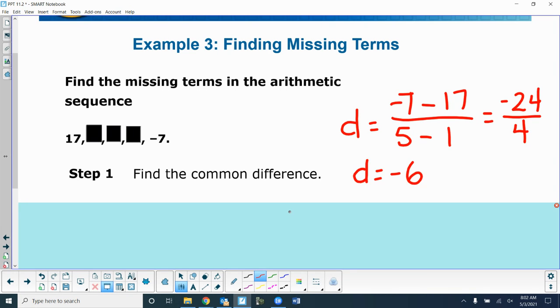Negative 6, right? So what's 17 minus 6? 11. What's 11 minus 6? 5. What's 5 minus 6? Negative 1. Negative 1 minus 6? Works, doesn't it?